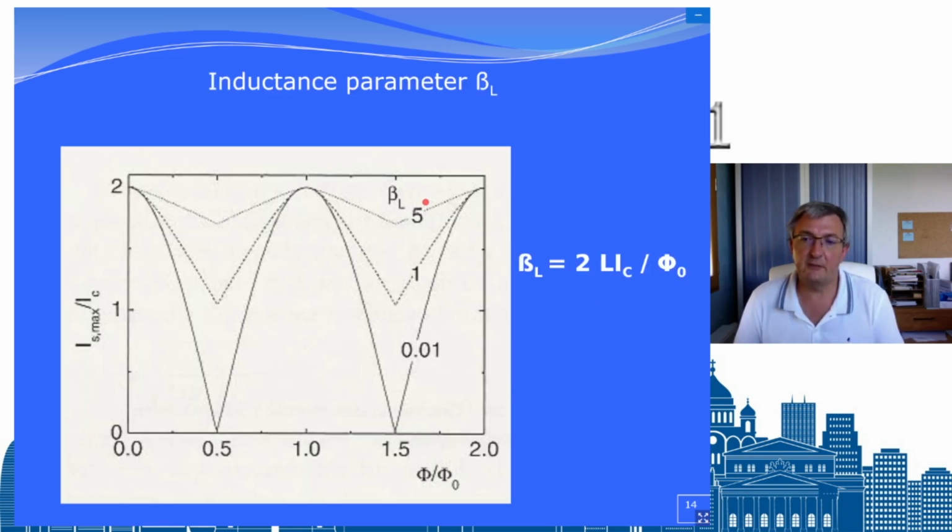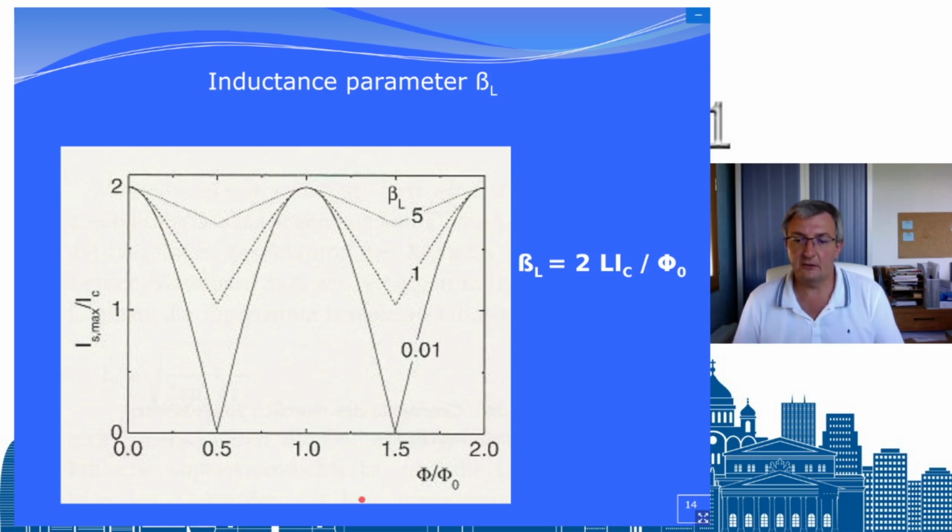Another parameter which is very important, which I didn't talk about, is beta L. It's the product of the critical current by the inductance of the SQUID, the inductance of the wires, finally, which connect the two junctions. You want to have this beta L not too high, usually below 1 or much below 1. And you see how modulation happens depending on beta L.